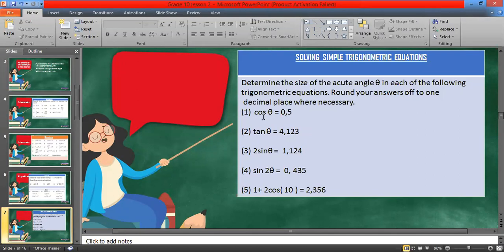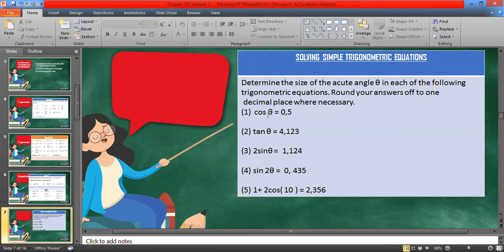To find theta, all you need to do is transpose the cos. Transpose the ratio. So we have theta equals the cos inverse of 0.5. I'm sure you know how to do that. Press the shift function on your calculator and then press cos. Then cos to the power of -1 appears, which we call the cos inverse. And then you punch 0.5.